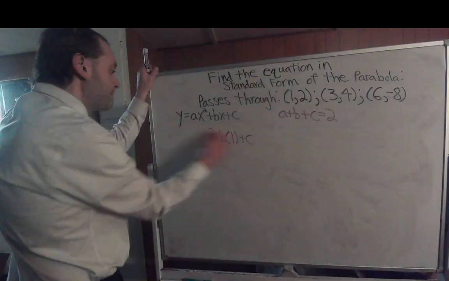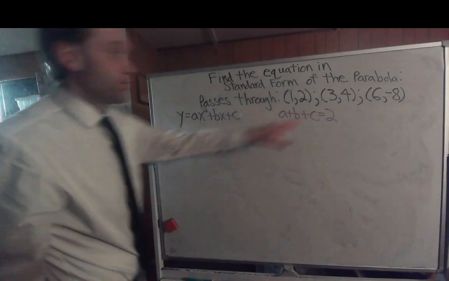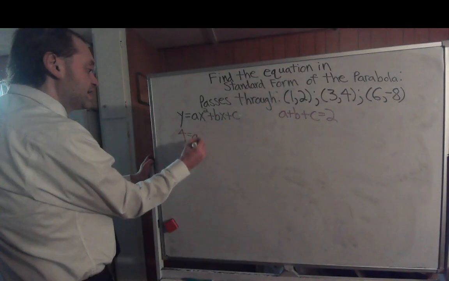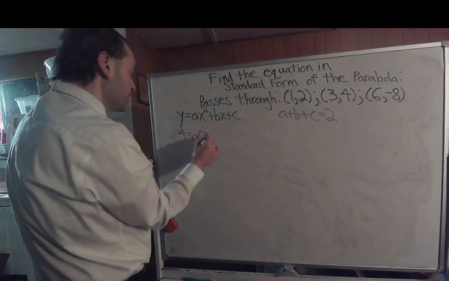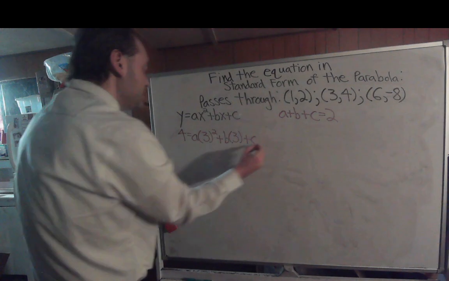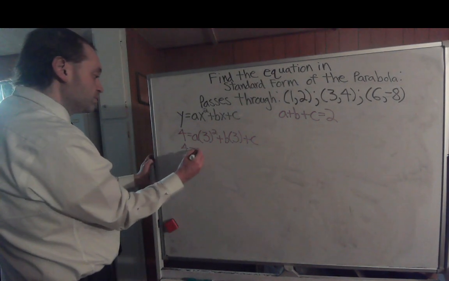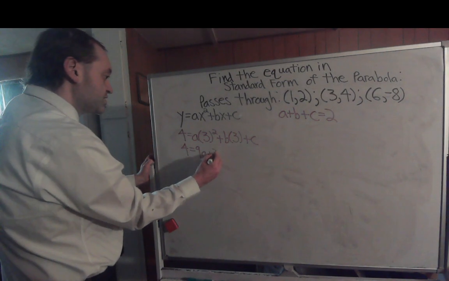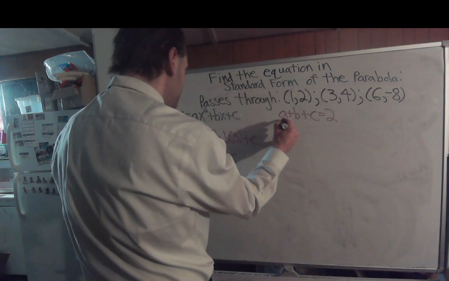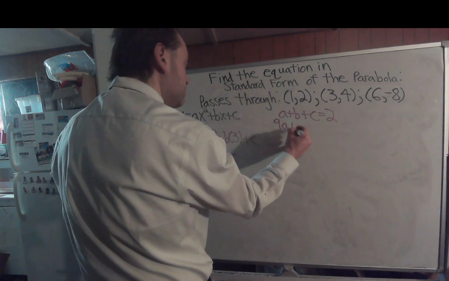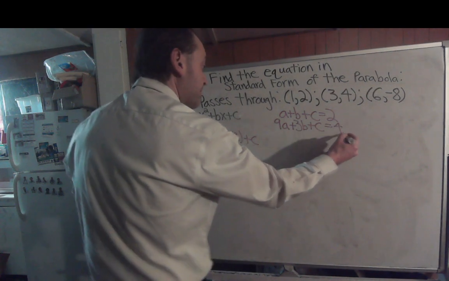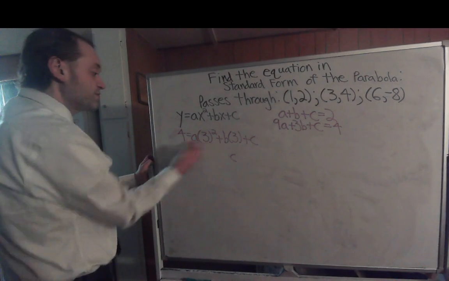All right. Now take your next point, the 3, 4, put in 4 for y. That's going to equal a times your x squared of 3 squared plus b times your x coordinate of 3 plus c. So you would get 4 equals 9a plus 3b plus c. So you would end up then getting 9a plus 3b plus c is equal to 4. So there's two of your equations. Now let's do your final point.